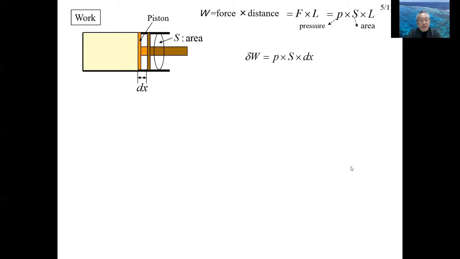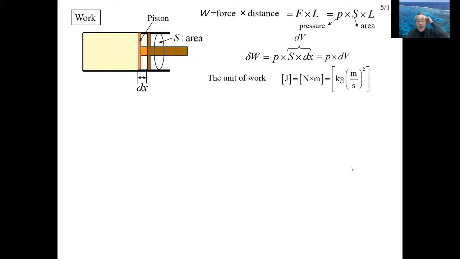When the moving distance is dx, the amount of work delta W is P times S times dx. S times dx can be expressed as volume dV. The unit of work is joule. Joule can also be expressed as N Newton times length m. If the joule is expressed by basic units, it will be kilogram meter squared over sec squared.